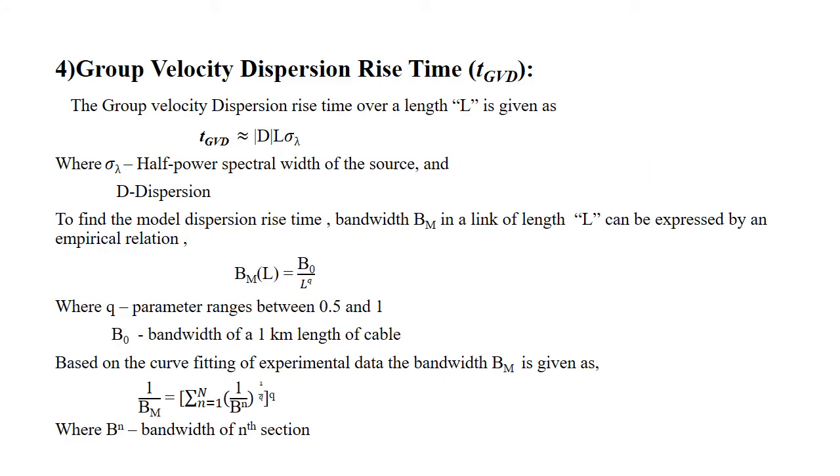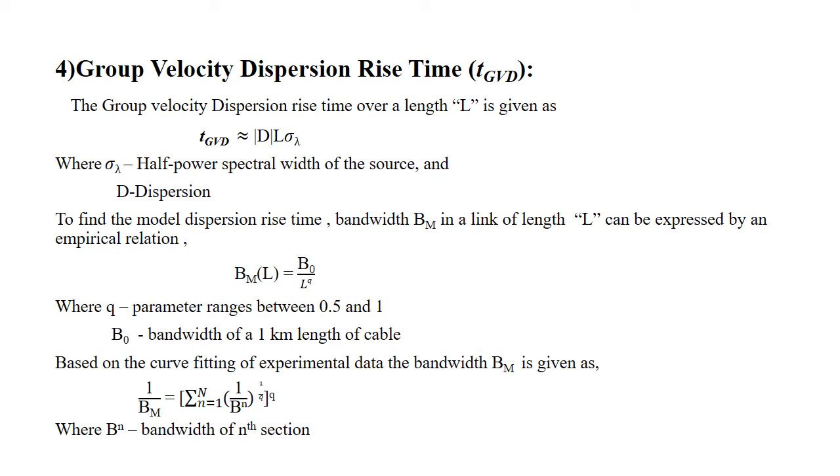Next one is group velocity dispersion rise time. So the group velocity dispersion rise time over the length L is given as T_GVD is equal to modulus of D into L into sigma lambda. Here sigma lambda is the half power spectral width of the source and D is the dispersion.